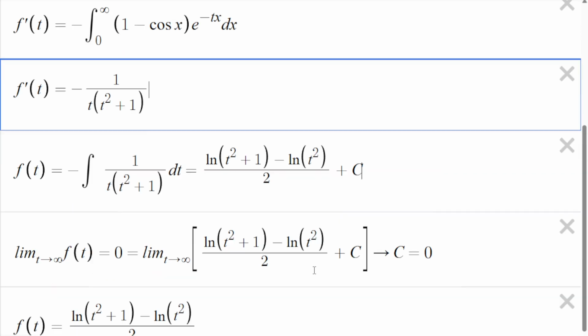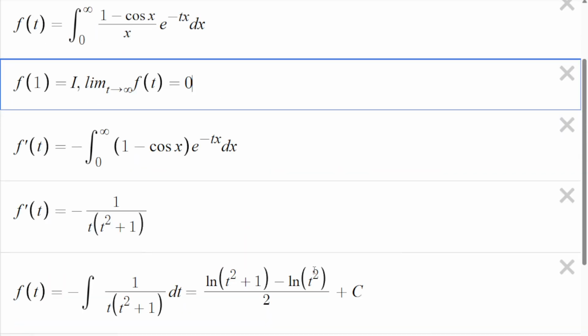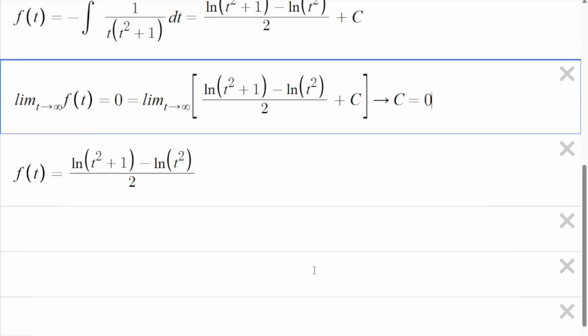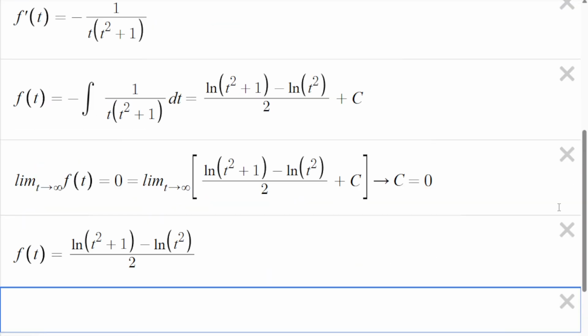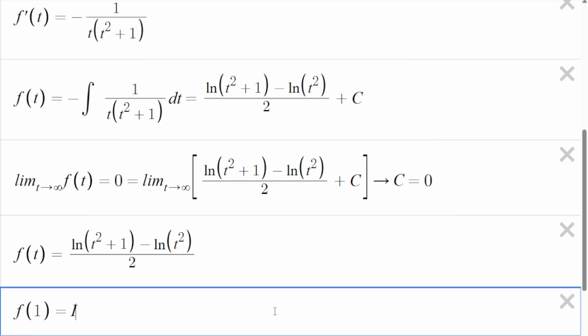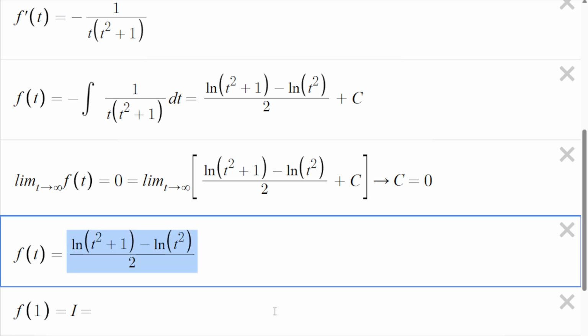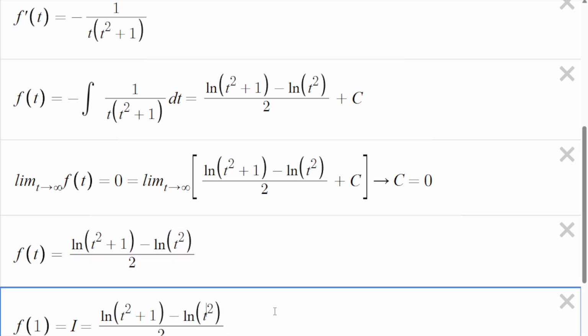All right. Now, let's go back up here where we stated that f of 1 is equal to our original target integral. So we have f of 1 is equal to I. Well, that's equal to this, where t is equal to 1. So this is going to become a natural log 2. This will become a natural log 1, which is 0. And we just end up with natural log 2 over 2.